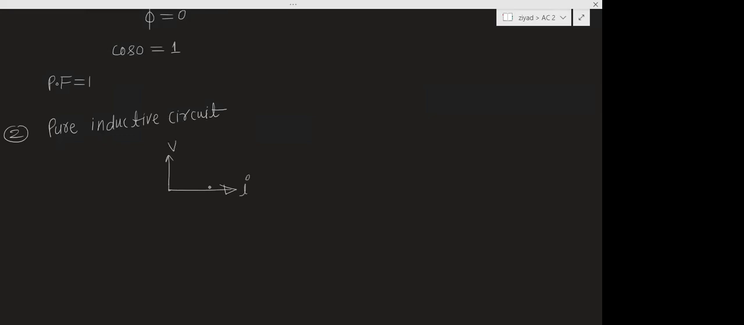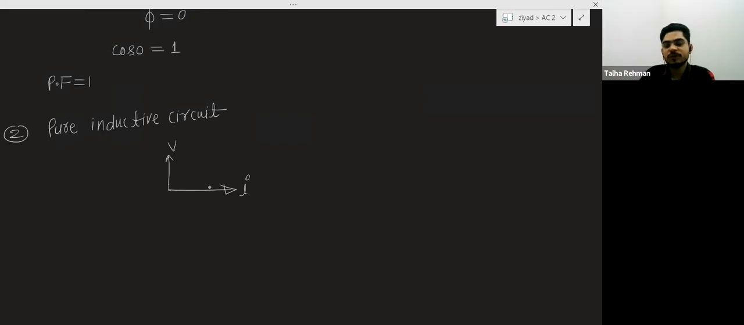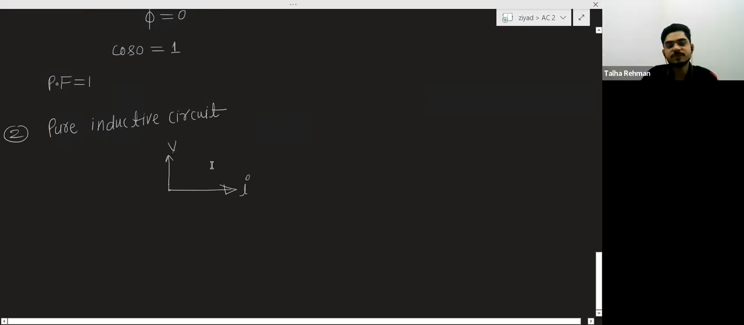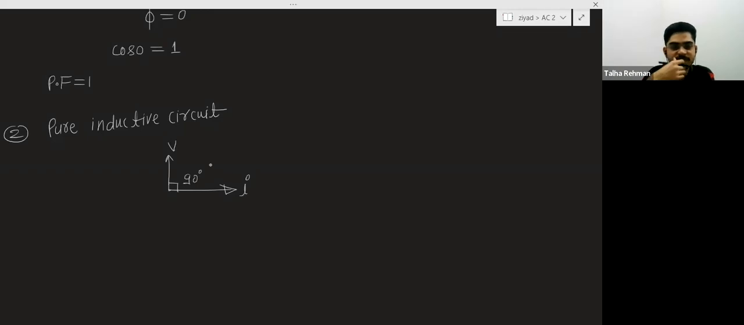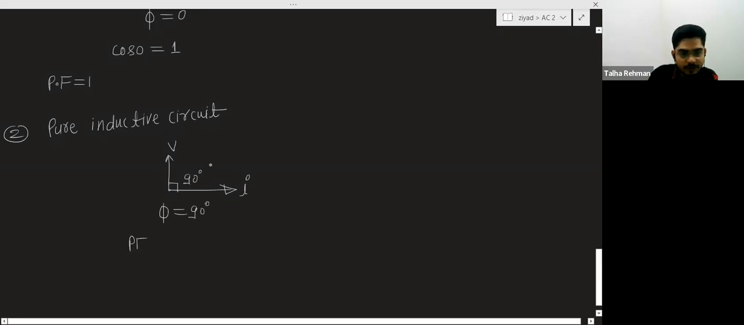In an inductive circuit, current lags, but voltage leads, by 90 degree. We have discussed this many times. So what is the value of phi? Phi here is 90 degree. So what is the power factor? That is cos phi, cos 90 degree. Cos 90 is equal to 0. So power factor in case of a pure inductive circuit is equal to 0.